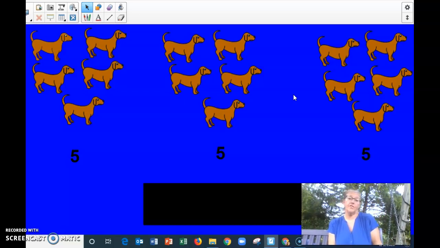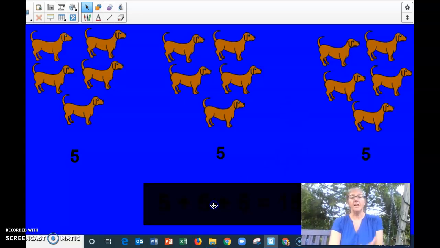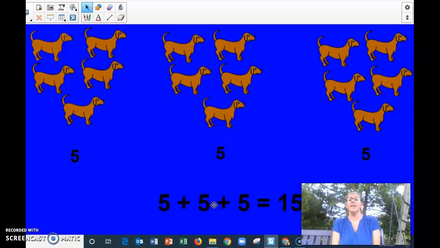So if I wanted to figure out how many dogs I have all together or total, I could solve that with repeated addition. I could add 5 plus 5 plus 5 more. Now, some of you are probably thinking that you know a much faster way to do that, and that would probably be skip counting, because you could say 5, 10, 15. 15 dogs. Okay? Right. So far, so good.